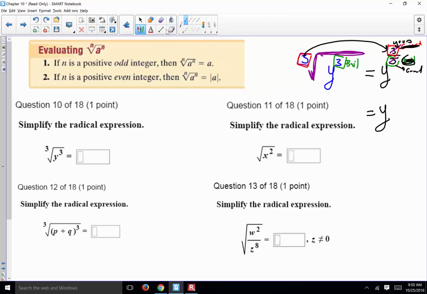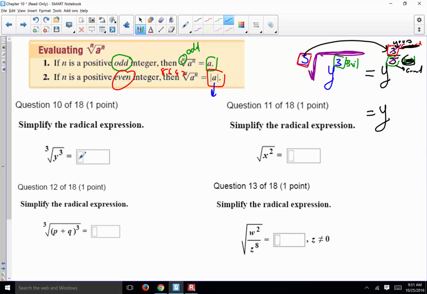Again, that's what this says here. All the story I told you is compacted here. If you have an odd index, you don't need absolute value around your answer. But if you have an even index like 2, 4, 6, 8, and you divide and get a result, put your answer between two bars. If it's a number, compute the absolute value of that number. But if it's a variable, you cannot compute it, so put it in the answer with absolute value.